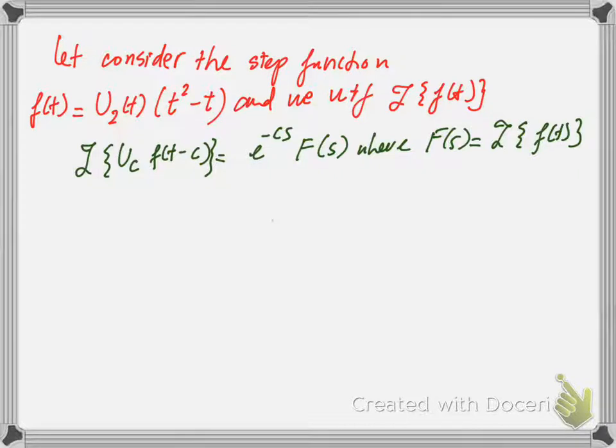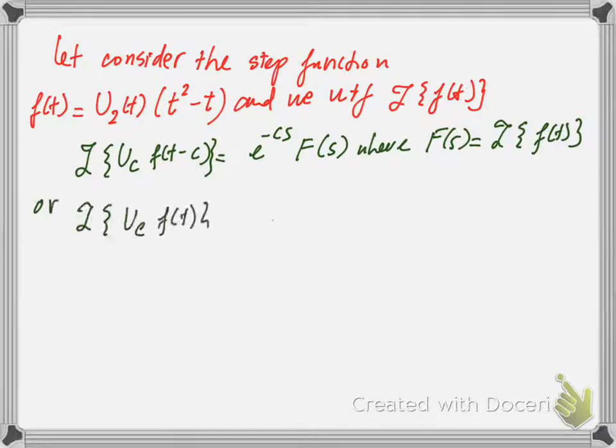The first form is the Laplace transform of u_c(t) f(t − c), where c is the unit step, equals e^(−cs) multiplied by big F(s), where big F(s) is the Laplace transform of f(t). So again, big F(s) here is the Laplace transform of the function f(t), where this is the function f(t − c), and c is the unit step.